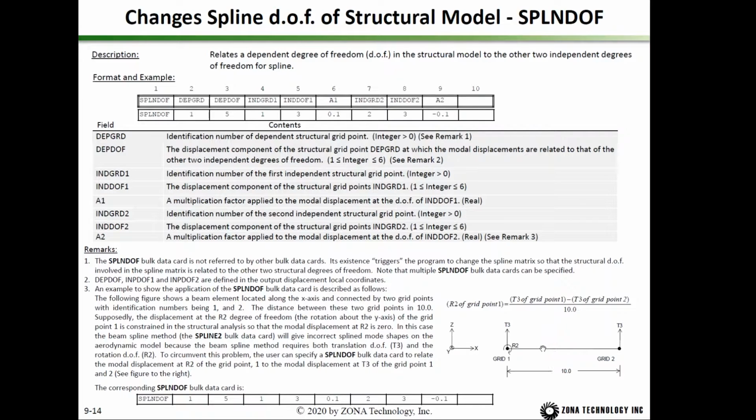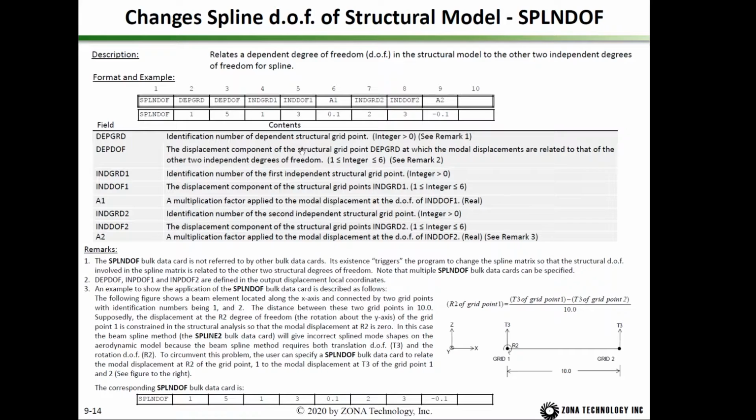For example, in this case, DP-GRD is the ID of the so-called dependent structural grid point, and also the displacement component of the structural grid, at which the modal displacement is related to that of other two independent degrees of freedom. So in this case, we want to create a rotational degree of freedom about the y-axis. So the component degree of freedom is 5. Then the two independent grid points are 1 and 2.